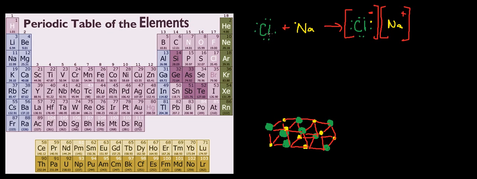So this example is chlorine and sodium. I've drawn Lewis structures, where a Lewis structure is basically just showing the valence electrons for this element. So for chlorine there are 7 valence electrons, so I've drawn 7 dots around them. For sodium there is 1 valence electron, so I've drawn 1 dot.